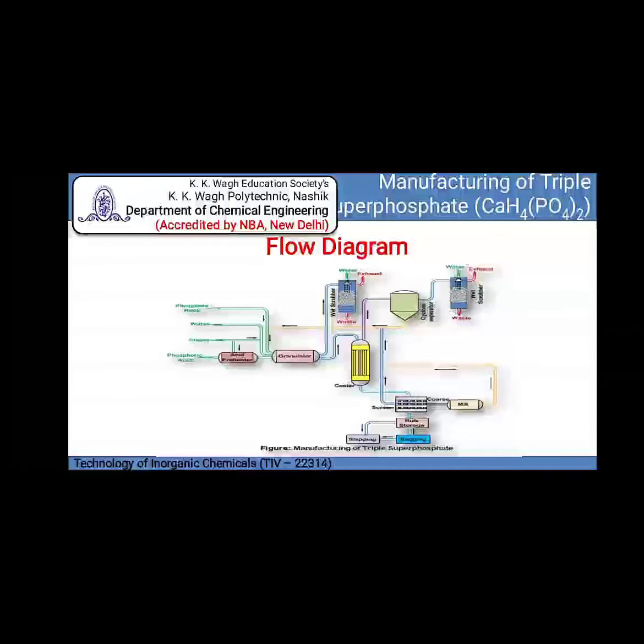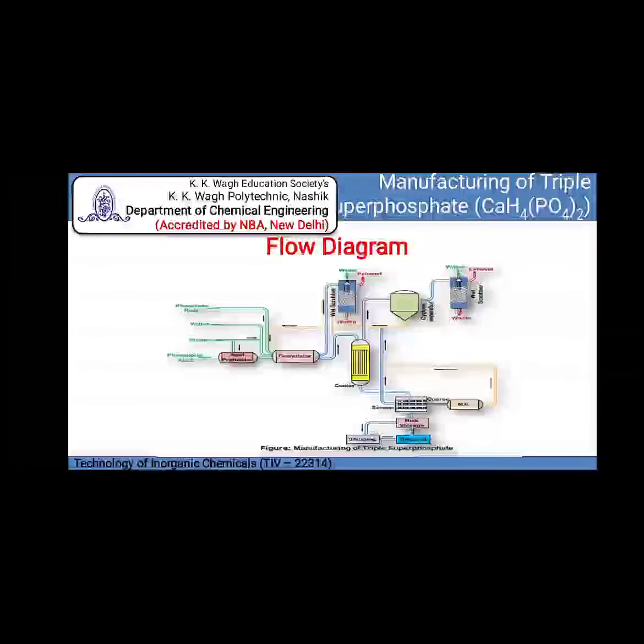The product triple superphosphate from the cooler is screened. The coarse material is again recycled back and fed to granulator, while the fine material is stored in a bulk storage, which is either shipped directly or shipped by bagging in a small bags.